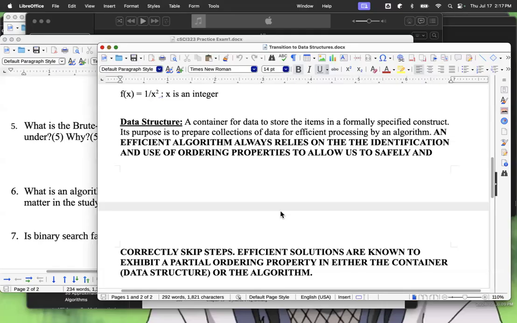In the case of the binary search within the array, the actual partial ordering property was within the algorithm part, not within some container. So when we have different algorithms, we usually have a partial ordering property that we establish that allows us to skip over to other parts of our problem without having to search everything in sequence, right? So that brings us to this next question here.